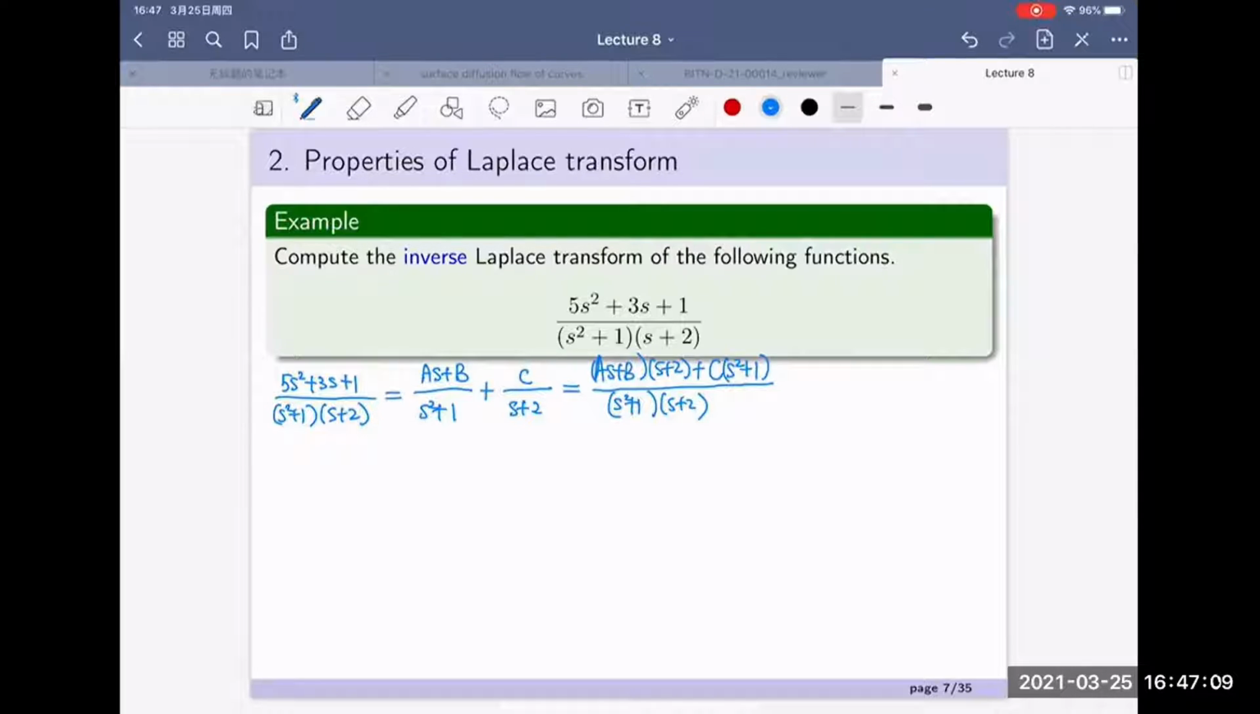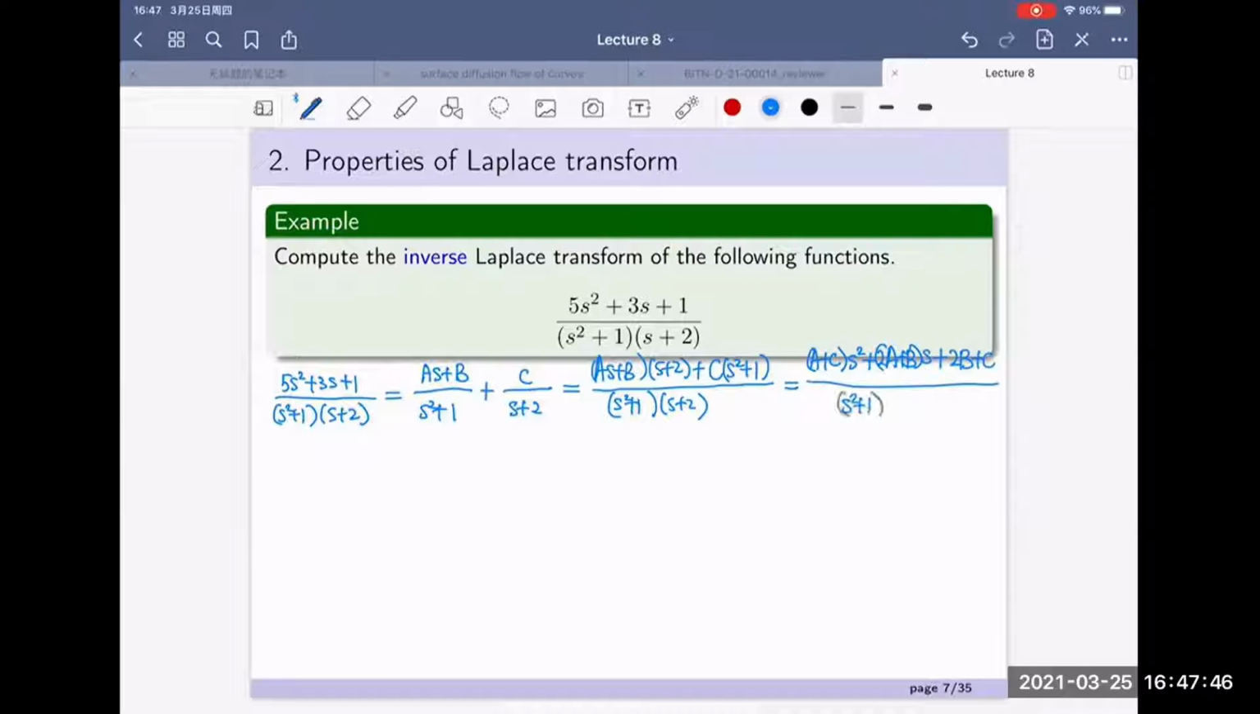Let's compute what's the numerator. The coefficient of S squared appears from two terms. This is AS, this is S. You get AS squared plus C times S squared. So the coefficient of S squared in total would be A plus C. And then let's look at the coefficient of S. That would be 2A plus B. And then the constant part would be 2B plus C.